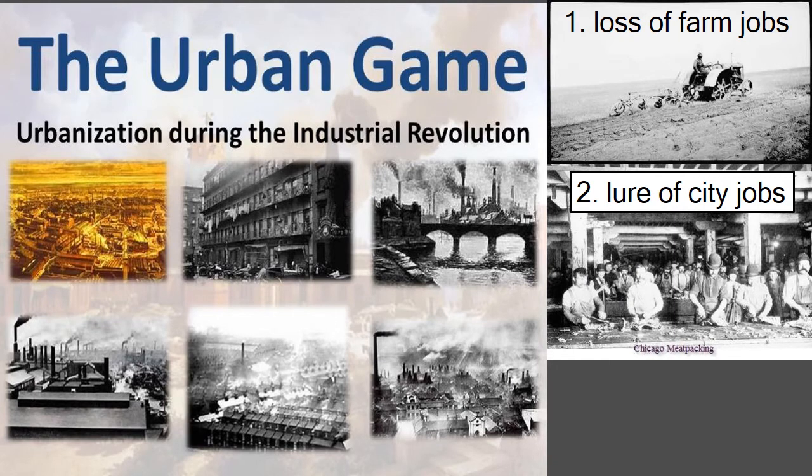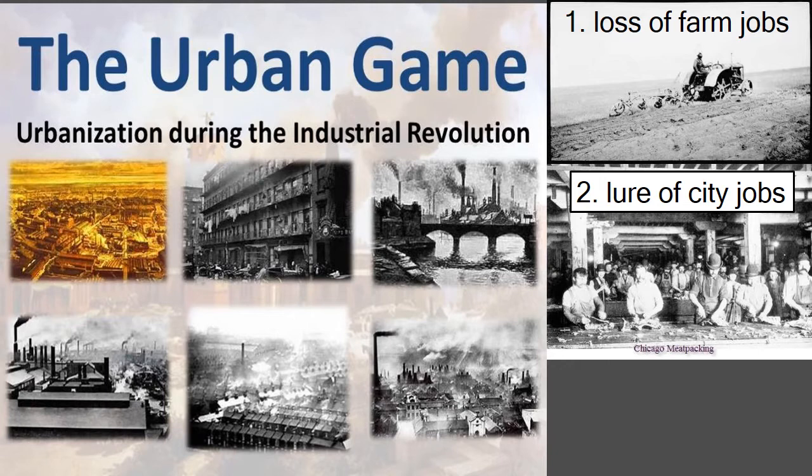Urbanization, or the growth of cities, happened for two main reasons. Number one, rapid improvements in farming technology during the second half of the 19th century were good news for some farmers, but bad news for others. Inventions such as the steel plow and the McCormick reaper made farming more efficient, but that meant that fewer laborers were needed to work the land.